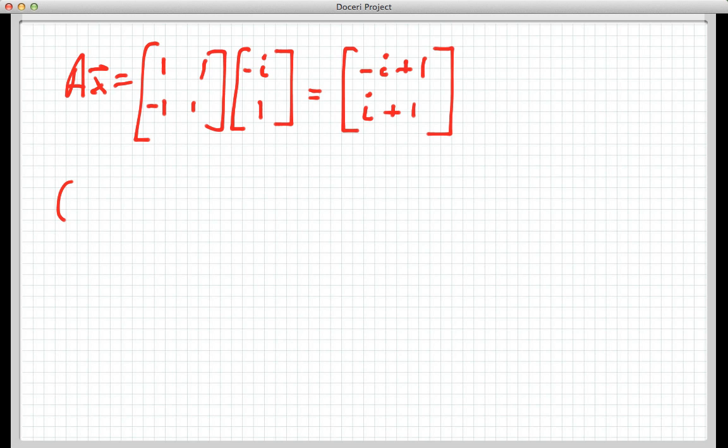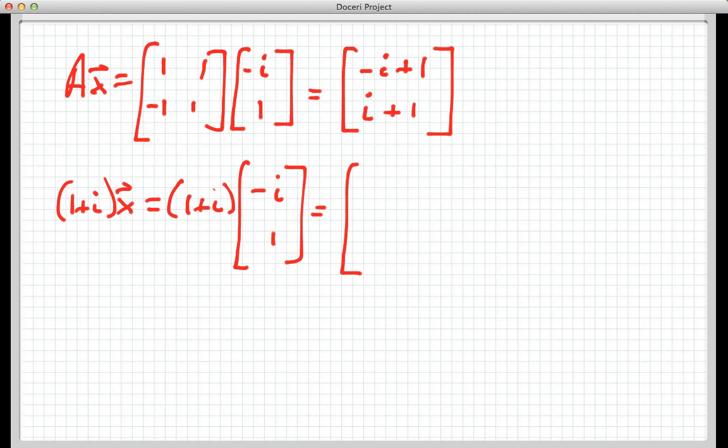Now, what is 1 plus i times x? We hope these things are equal to each other. So let's find out. 1 plus i times x, that's this vector here, negative i, 1. On the bottom, things work out really nicely. In that second component, I'm definitely getting 1 plus i, and that's the same as i plus 1 in the top row. On the first component, I'm going to have to do a little bit of scratch work: 1 plus i times minus i.